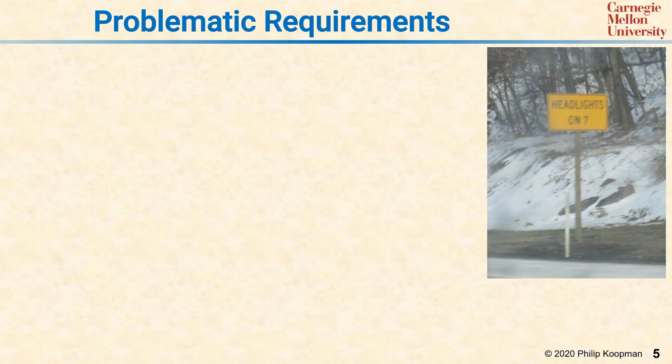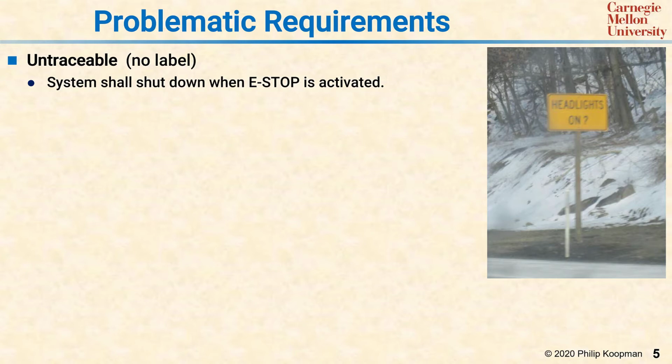The types of problems you typically see in requirements include the following. A requirement may be untraceable. There's no label. System shall shut down when e-stop is activated. There's no label, so there's no nickname to use in tracing it to see if there's really a system test. That means the requirement text itself might be okay, but in the context of a software process, there's a piece missing.